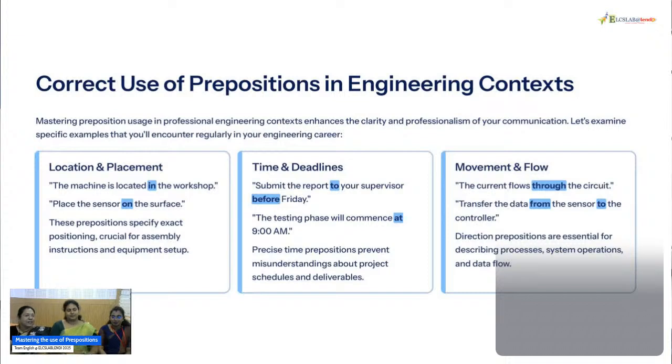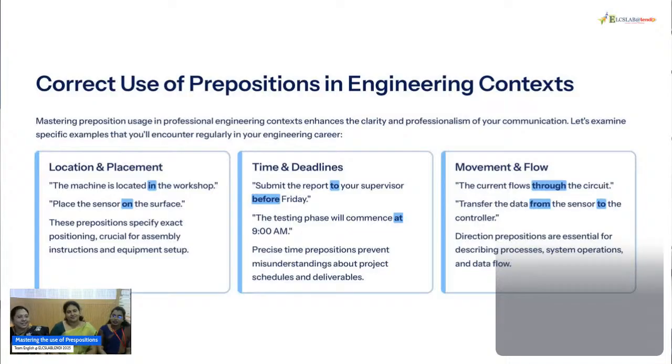Okay, so here are some examples. The machine is located in the workshop. So here in is given as the preposition of place. It tells about the location where the workshop is. And place the sensor on the surface. It also tells about the placement, where the particular thing is placed. So we can use on the surface.